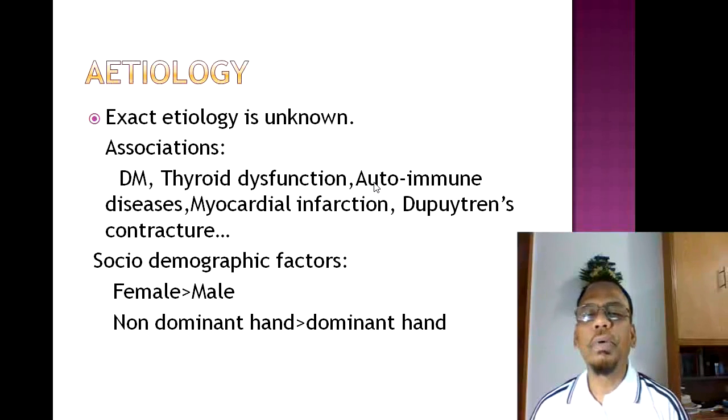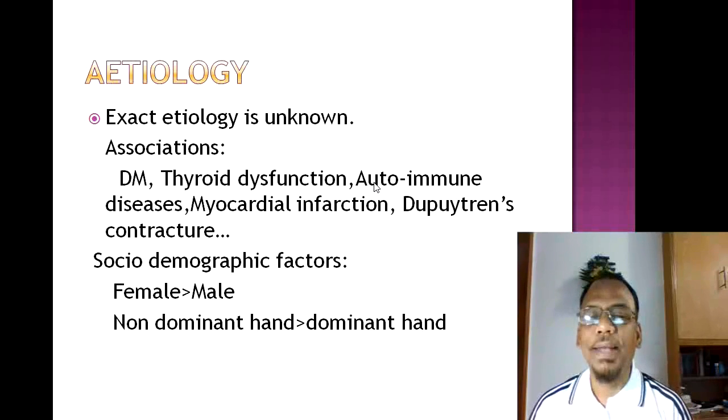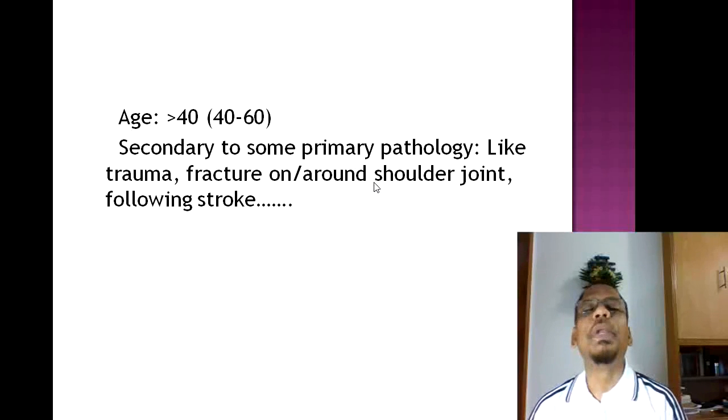The socio-demographic factors: females are affected more than males. Non-dominant hands are affected more than dominant hands. Usually it affects after 40 years. The peak incidence is within 40 to 60 years of age.